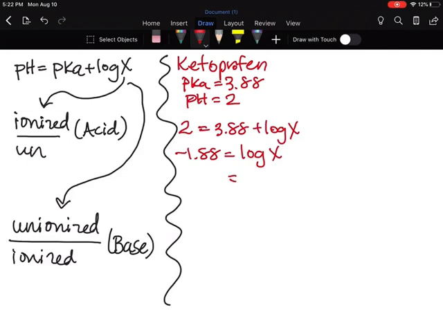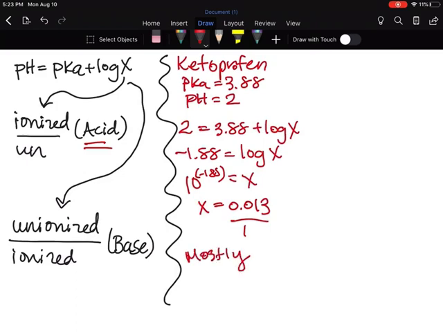Okay, you should have a function on your calculator to do the inverse log. And so you come up with this 0.013. Remember that every number by default is going to be over 1 unless otherwise designated. And so what this tells you is that the denominator is bigger than the numerator in this case. And you can translate that because this is an acidic drug, and that is that ketoprofen is primarily unionized in this condition. And that should make sense because the conditions are more acidic than the drug itself. So mostly unionized.